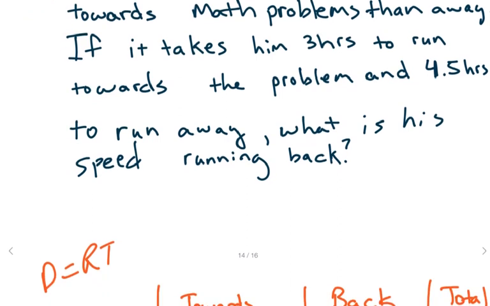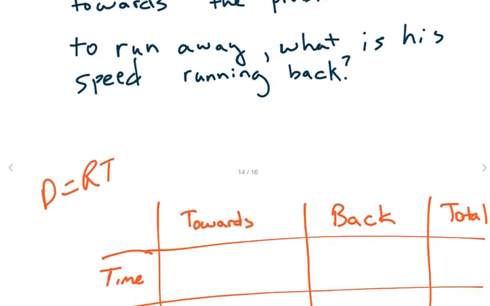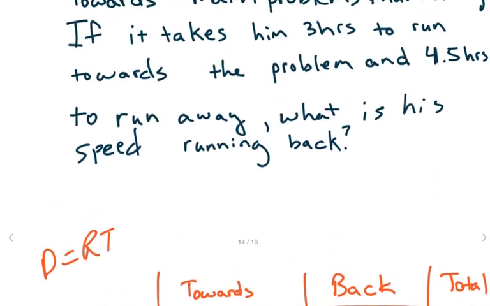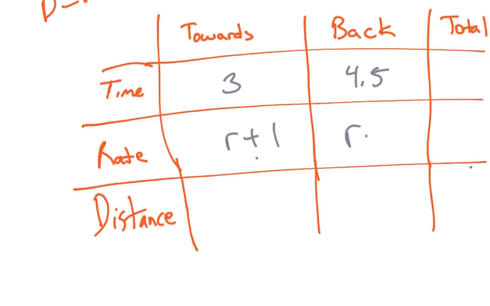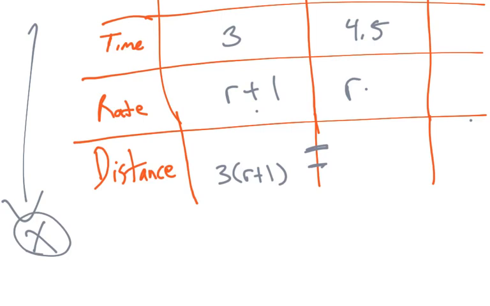And then it says, if it takes him 3 hours to run towards the problem, so it takes him 3 to run towards and 4.5 to run back, what is the speed running back? Okay. So what do I want to do here? Well, what you need to realize is whether I'm running towards the problem or away, the distance is the same. So 3 times R plus 1, again, multiply going down here, right, is the same thing as 4.5R. And that's all you got to solve.